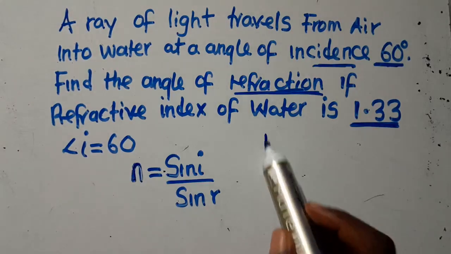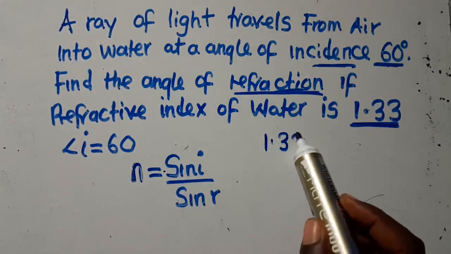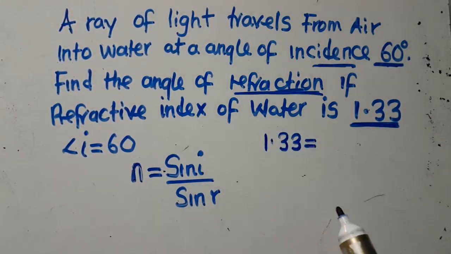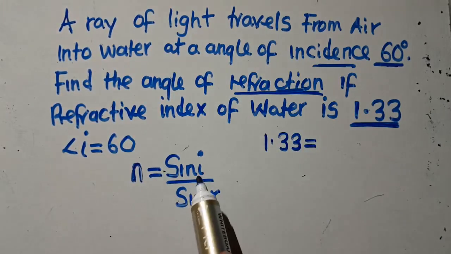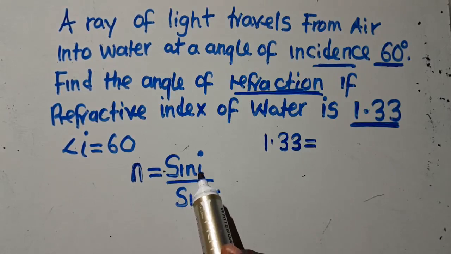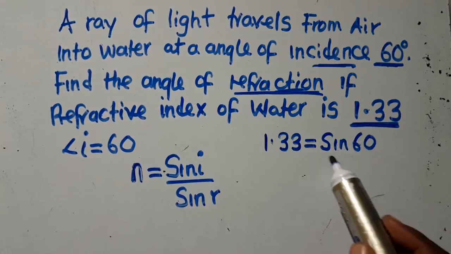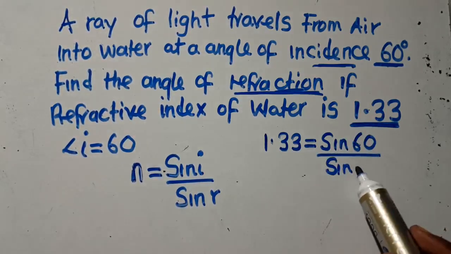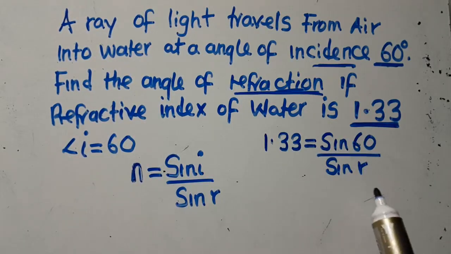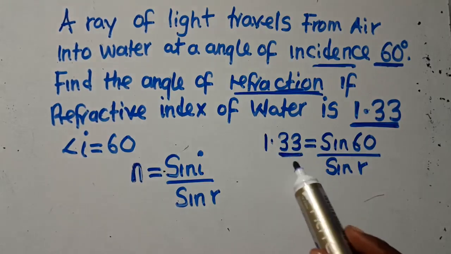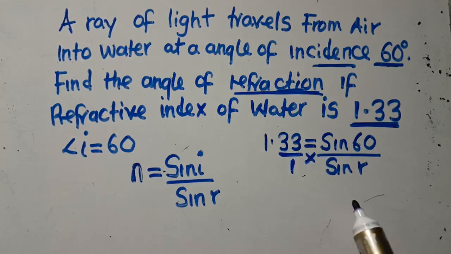It is 1.33, which is equal to, which other thing are you given? You are given the angle of incidence. So I'm going to say sine 60 over sine r, because you want to find the angle of refraction. So here you say over 1, then you cross multiply.